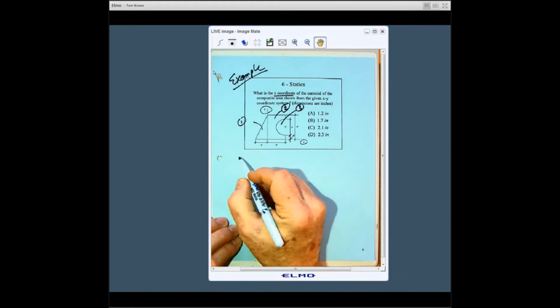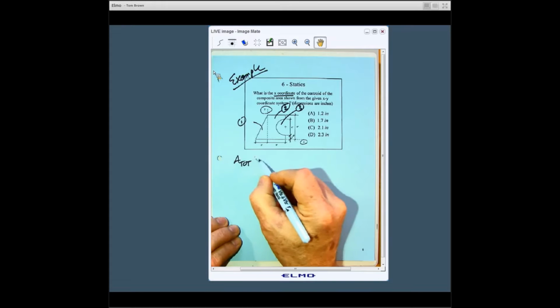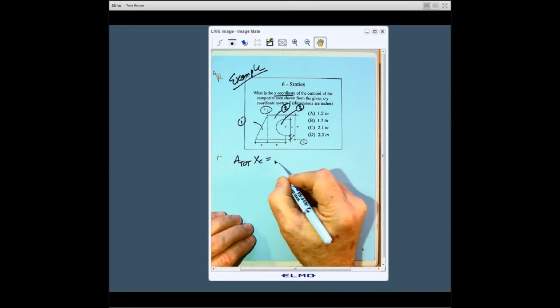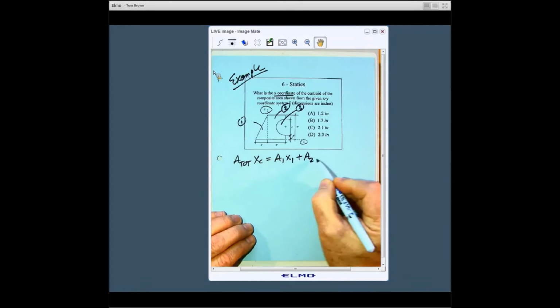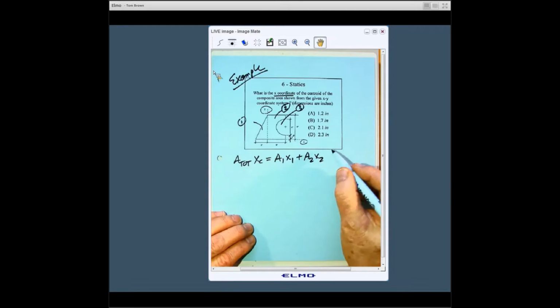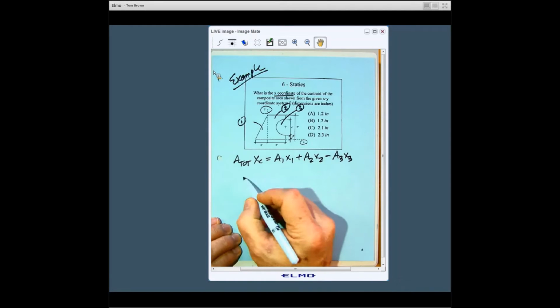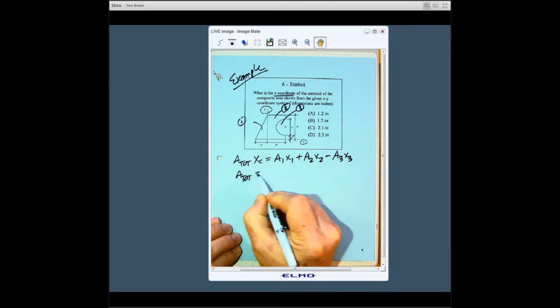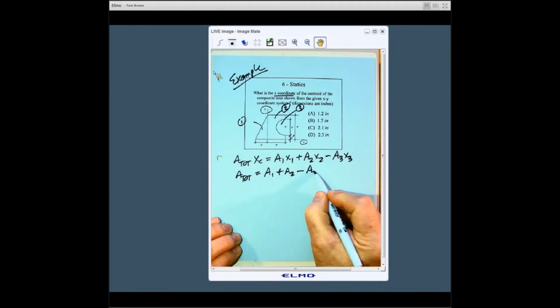So therefore, what we have here is a total area times x-bar. I'm looking for x, so x sub c is going to be A1 x1, so that's in the area, plus A2 x2, but the semicircle is not in it, so it's going to be minus A3 x3. So if an area is not in the area, you subtract it. And then in the area total, same thing's going to happen. You've got A1 plus A2 minus A3.